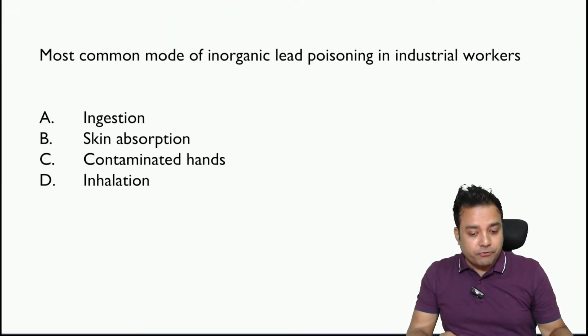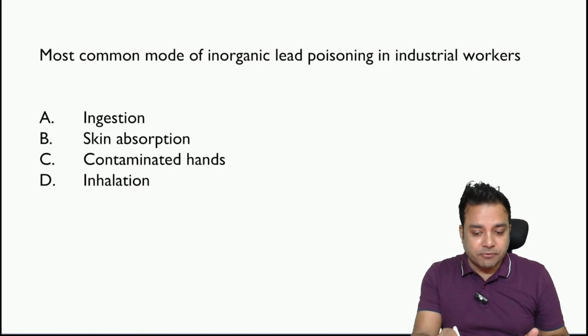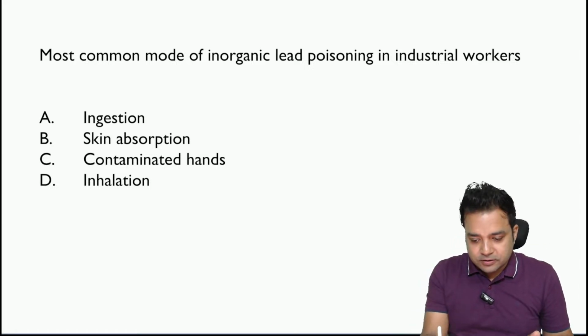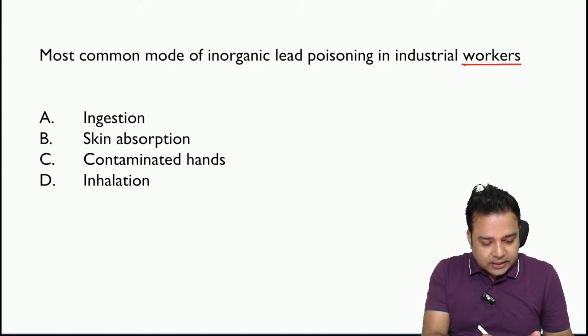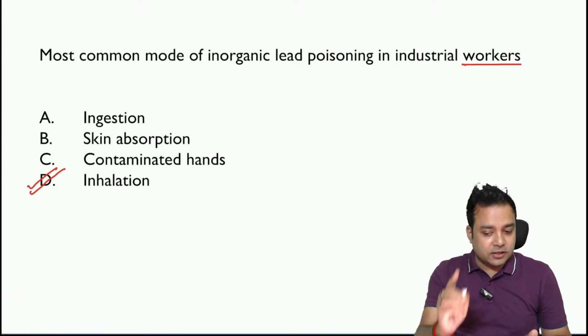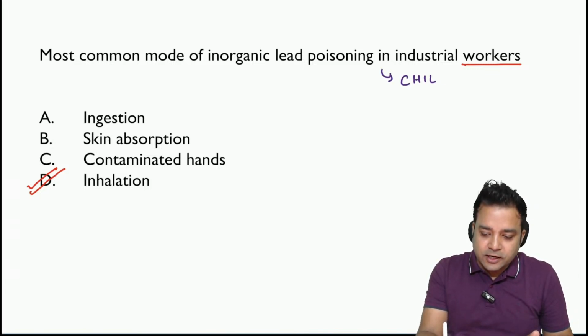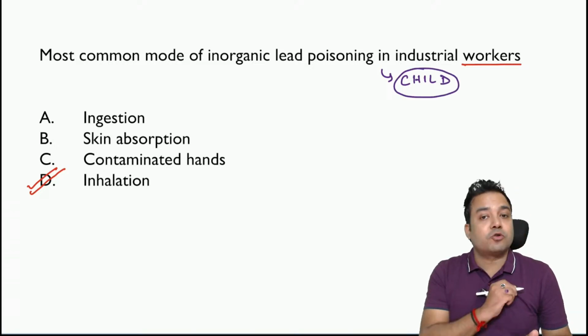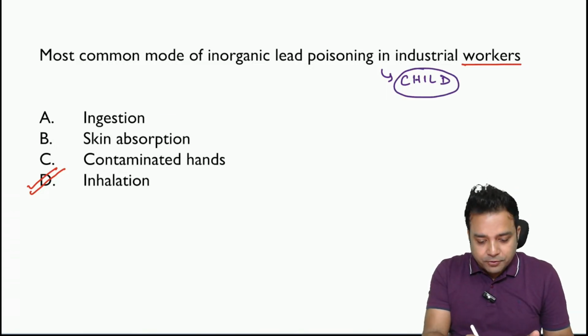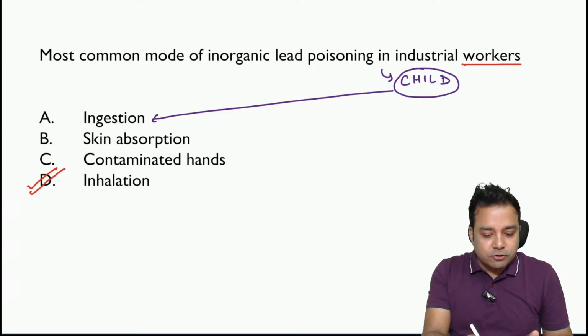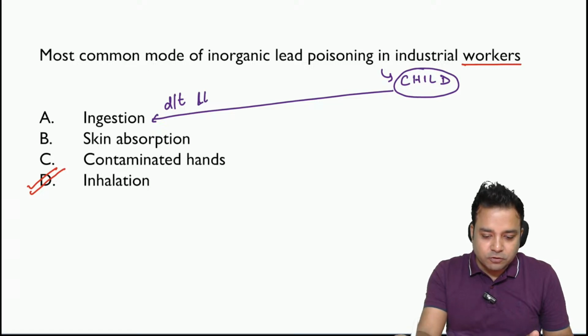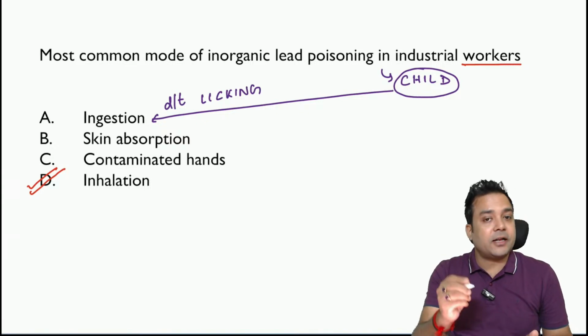Most common mode of inorganic lead poisoning in industrial workers is inhalation of lead dust particles. The same question for a child age group person: suppose it is asked, lead poisoning in a child, what is the most common route? Now it is ingestion, mainly due to licking of soft toys by the kid. Soft toys have paint in them. Paint has lead in it.